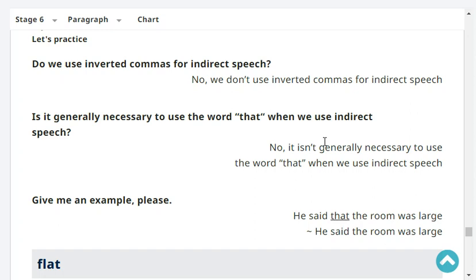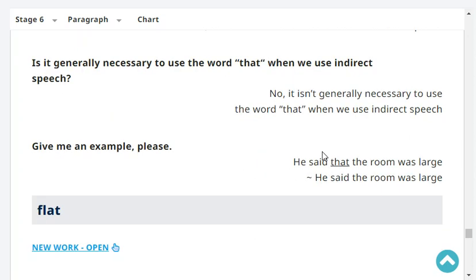Is it generally necessary to use the word that when we use indirect speech? No, it isn't generally necessary to use the word that when we use indirect speech. Give me an example, please. He said that the room was large. She said the room was large. Very good.